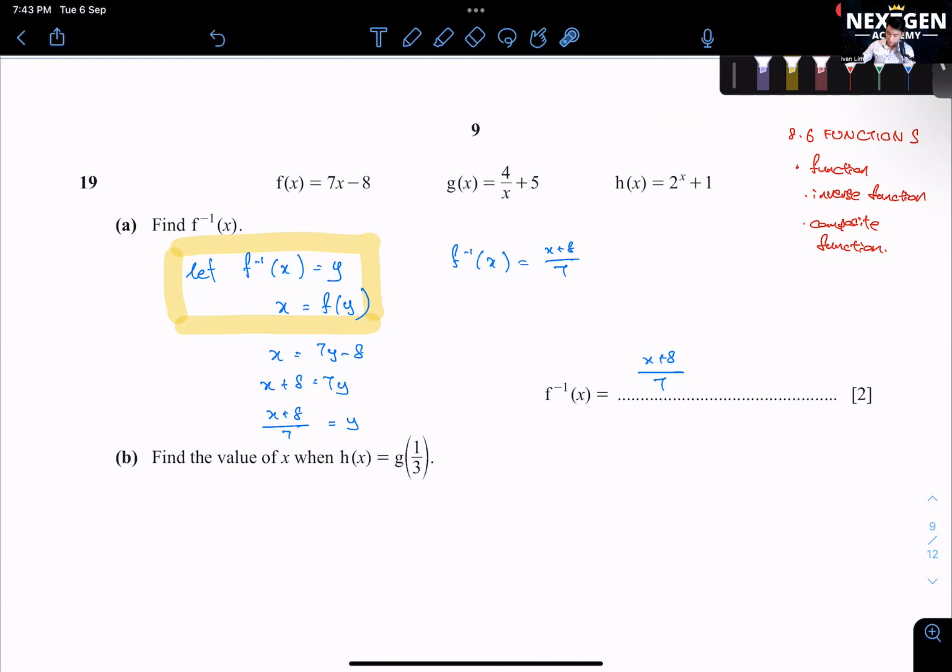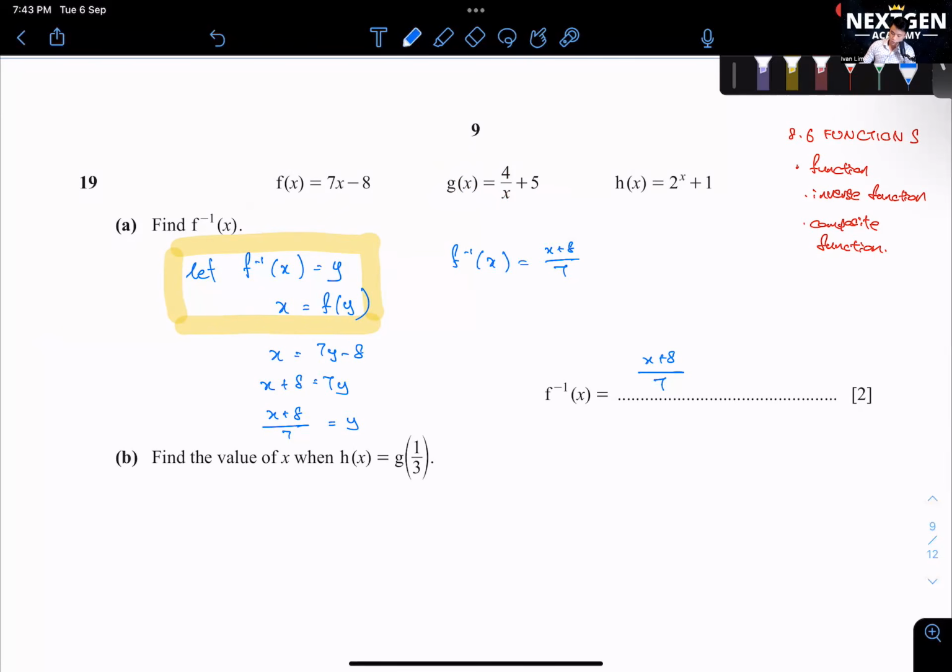Okay, question B. Find the value of hx is equals to g of 1 over 3. So the concept of function is that whatever I put inside the bracket here, it will affect the x value here. So if gx is equals to 4 over x plus 5, if I change this symbol to GA, GA will be equals to 4 over A plus 5. If I say GB, will be equals to 4 over B plus 5. If I say G Teacher Ivan, will be equals to 4 over Teacher Ivan plus 5.